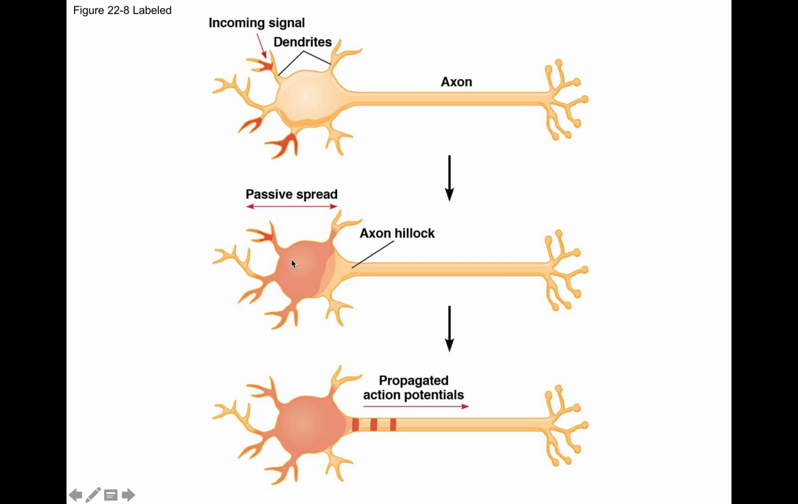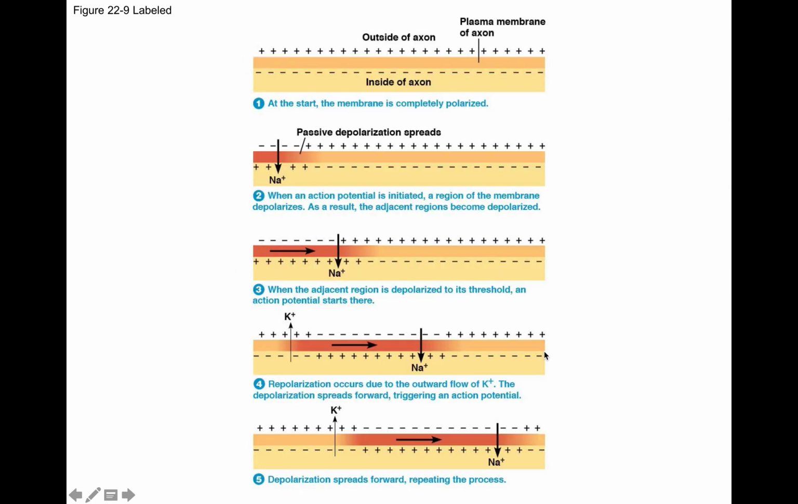And then there's a passive spread across the cell body until it reaches the axon hillock, this sort of neck of the axon. And then you'll see action potentials at discrete spots down the neuron, if this is a myelinated neuron. So I said a bunch of words there that I need to explain. If we look at an unmyelinated neuron, this is just explaining how passive depolarization can spread.